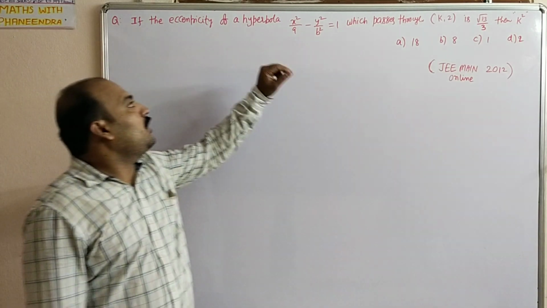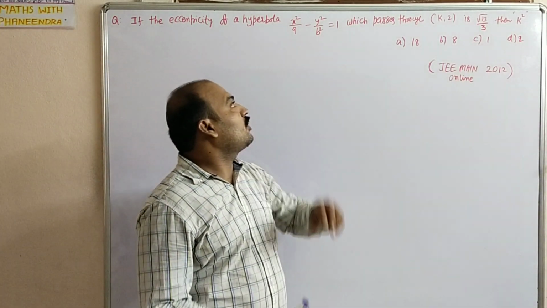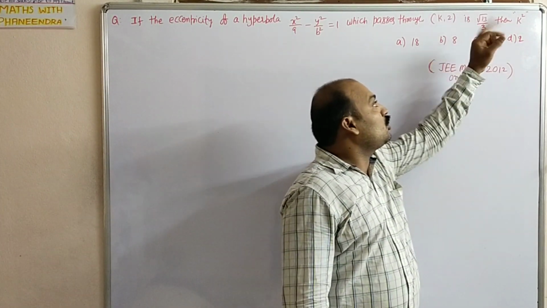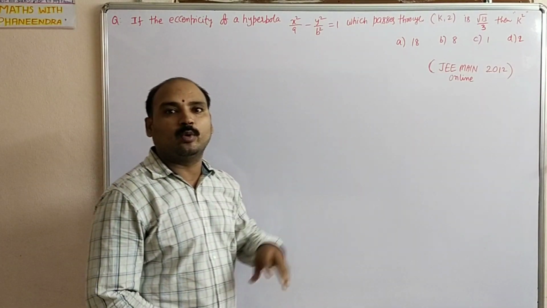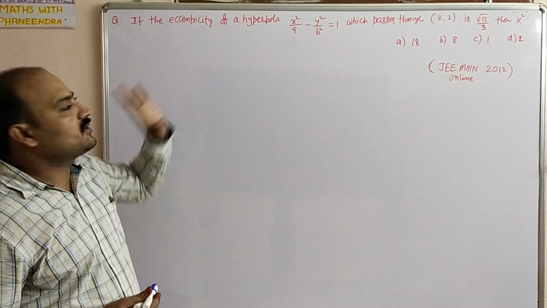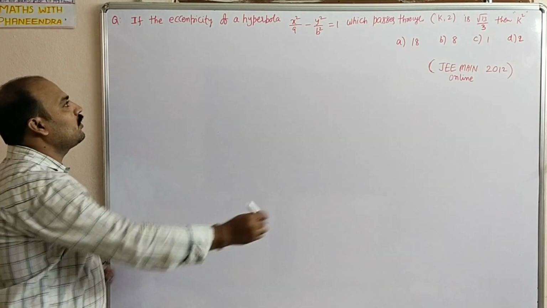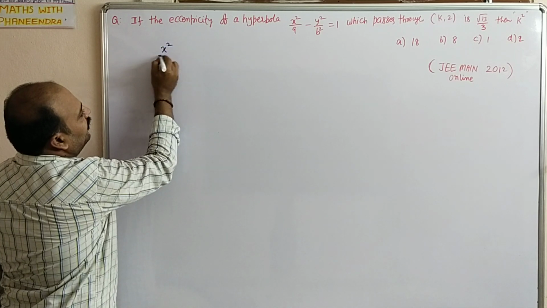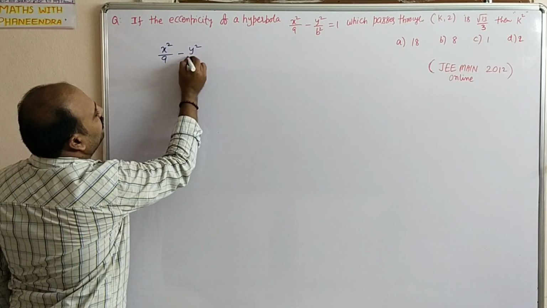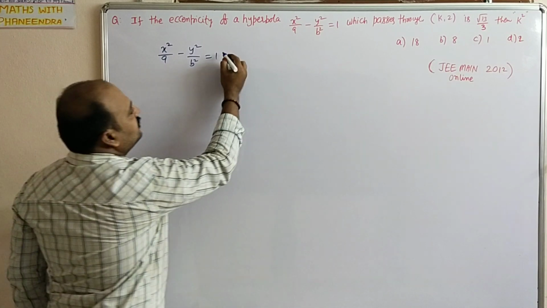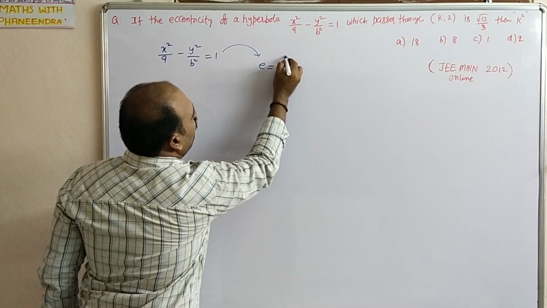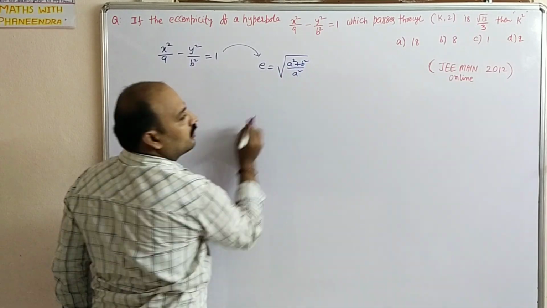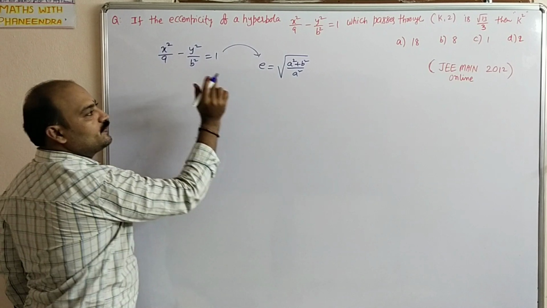If the eccentricity of a hyperbola x²/9 minus y²/b² equal to 1, which passes through the point (k, 2), is root 13 by 3, then k² equal to. Here, hyperbola eccentricity. So generally, what is the hyperbola eccentricity? Before that, you can write the equation of the hyperbola: x²/9 minus y²/b² equal to 1. And eccentricity of this hyperbola E is equal to root over (a² plus b²) by a². This is the formula. So a² value is 9, b² is b² only.